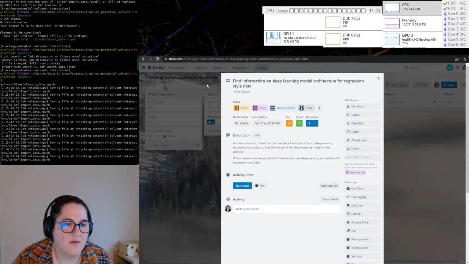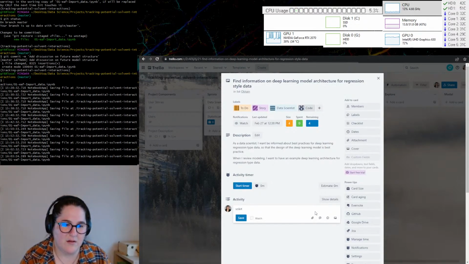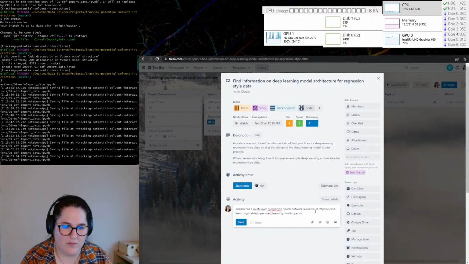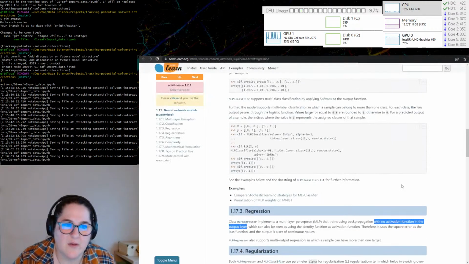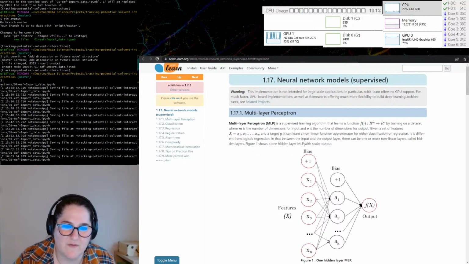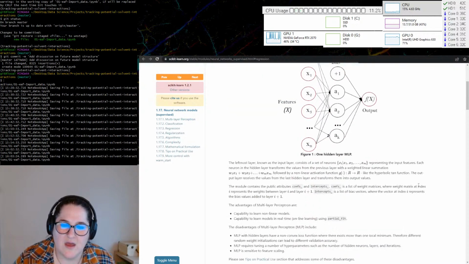So first off, we're going to say that scikit-learn, or sklearn, has a multi-layer perceptron neural network available, and it has no activation function on the initial layer. That gives us some information about architecture, which is what this whole thing is about: how do we set this up, how do we get from here to there, what bias do we introduce, what do we do next? That's what the architecture is for.